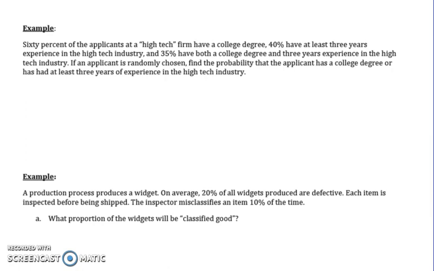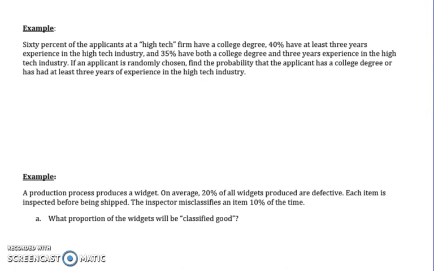Okay. 60% of the applicants at a high-tech firm have a college degree. 40% have at least 3 years of experience, and 35% have both a college degree and 3 years of experience. So if an applicant is randomly chosen, we're going to find the probability that the applicant has a college degree or has at least 3 years of experience.